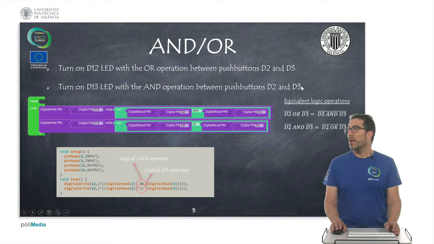Remember that based on Boolean logic, and because the buttons are connected to a pull-up resistor, the negated value of this signal here, or the negated value of this signal here, is what we want to use as the actual state for the LED connected to pin D12. And this is the operation that we want for the other LED. Because of the equivalent logic operators, this is also equivalent to implementing these instructions here. So that's what we have done here: the negation of an AND operation, which is equivalent to this operation, and here the negated result of an OR operation, which is equivalent to this operation. The logical AND operator uses this sign here, and the logical OR operator uses these symbols here.